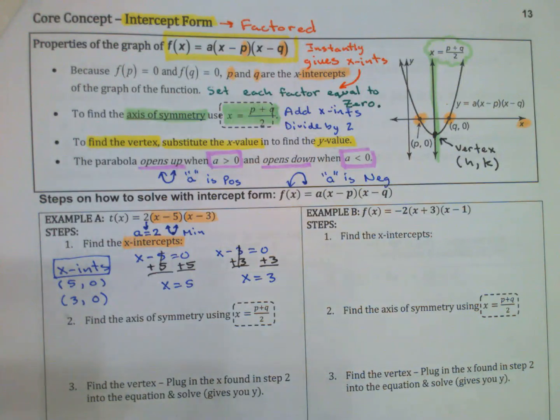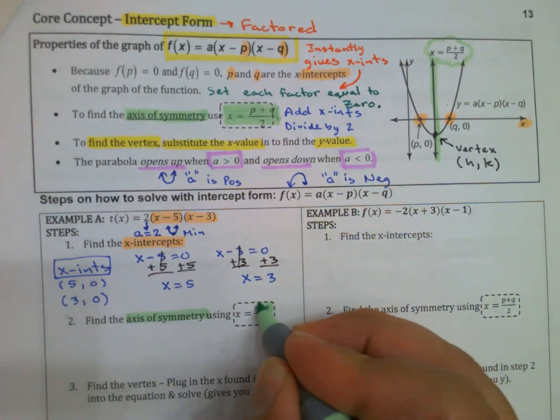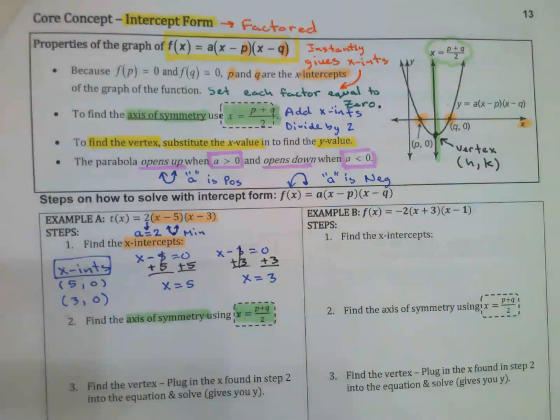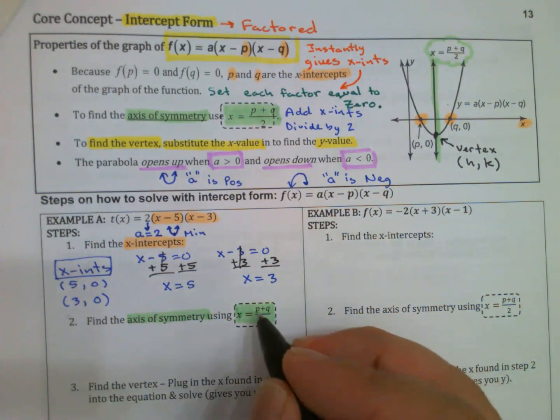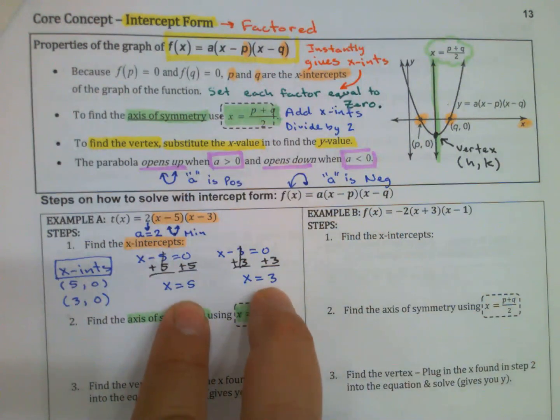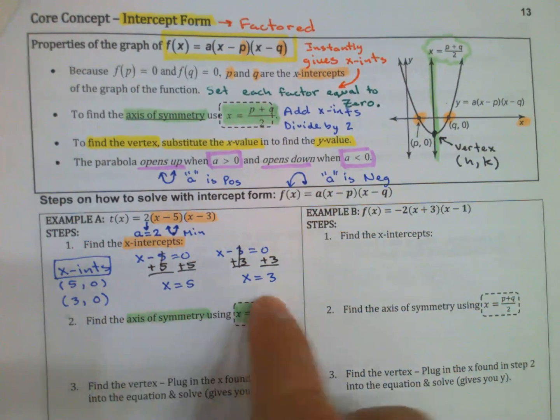Now, what do I do with these numbers? Well, now I need an axis of symmetry. So it says, to find the axis of symmetry, use this formula. Again, all of this is in your word wall as well. So, use my axis of symmetry using that formula. It says P and Q. Well, there they are. P and Q are your x-intercepts, which we just found right now.